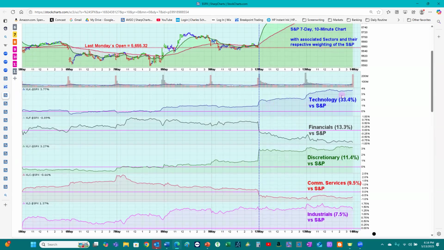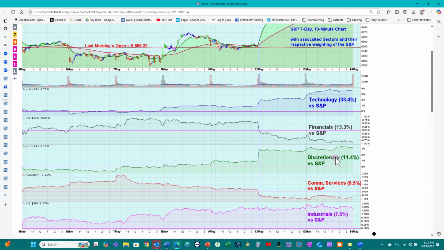And these are all the aggressive sectors. Technology continuing to move higher. These are versus the S&P. So how is it doing versus the benchmark of the S&P? The percentages are the amount that it makes up of the S&P. So technology is 33% of the S&P. You want to see that one moving up more than any of them. And it certainly is. It's actually moving up even more. Financials, it came down. It's just sort of going flat.